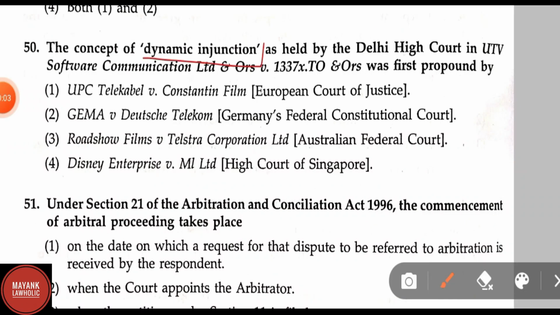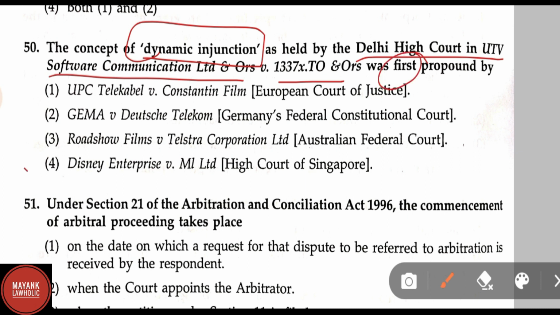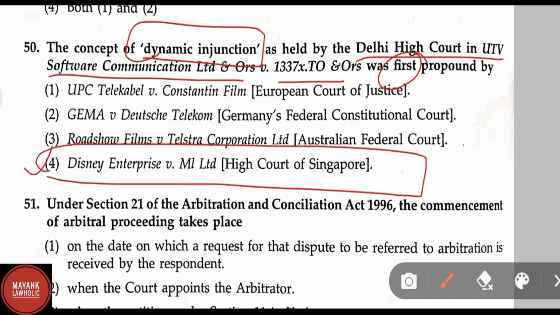The concept of dynamic injunction was held by the Delhi High Court in UTV Software Communication Limited and others versus 1337x.to and others. It was first propounded by: option 1, UPC Telekabel versus Constantin Film, European Court of Justice; option 2, GEMA versus Deutsche Telekom, Germany's Federal Constitutional Court; option 3, Roadshow Films versus Telstra Corporation Limited, Australian Federal Court; and option 4, Disney Enterprises versus M1 Limited, High Court of Singapore. Here the correct answer is option 4, Disney Enterprises versus M1 Limited, High Court of Singapore. This is a repeated question. This question has also been asked in various examinations.